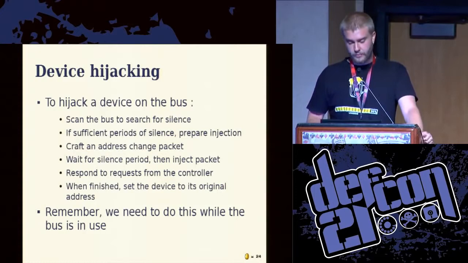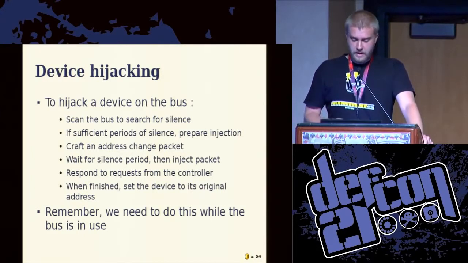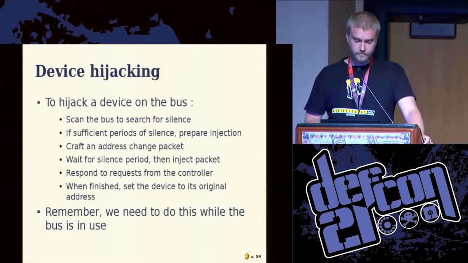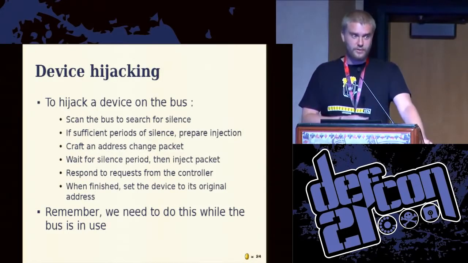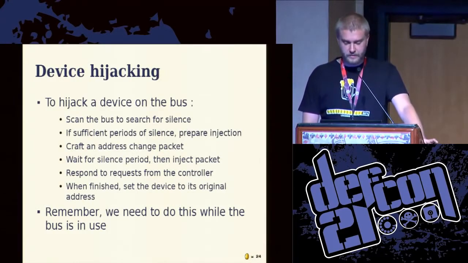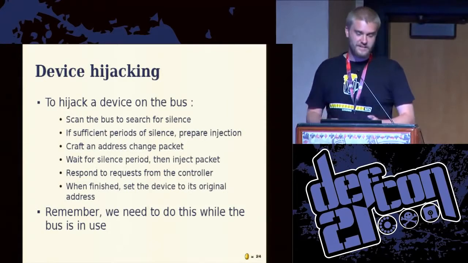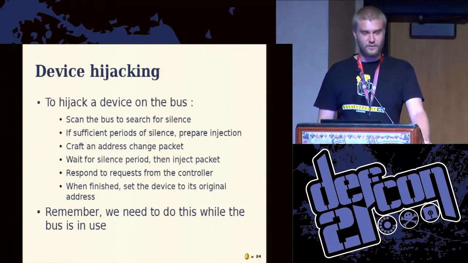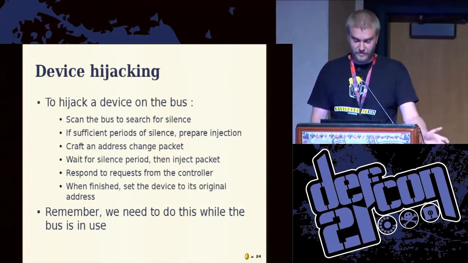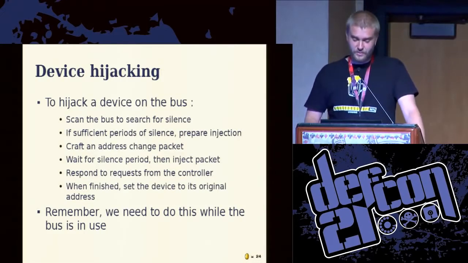So to sum it up, to hijack a device on the bus, you have to scan the bus to search for a silence period, prepare the injection, create the address change packet, wait for the silence, send this packet in your silence window, and then directly take the address of the device you want to hijack and start responding instead of it. And when you're finished, that's also pretty cool, you just set the address back so the device is at its old address and you can just leave and everything works. And again, you need to do this while the bus is in use.